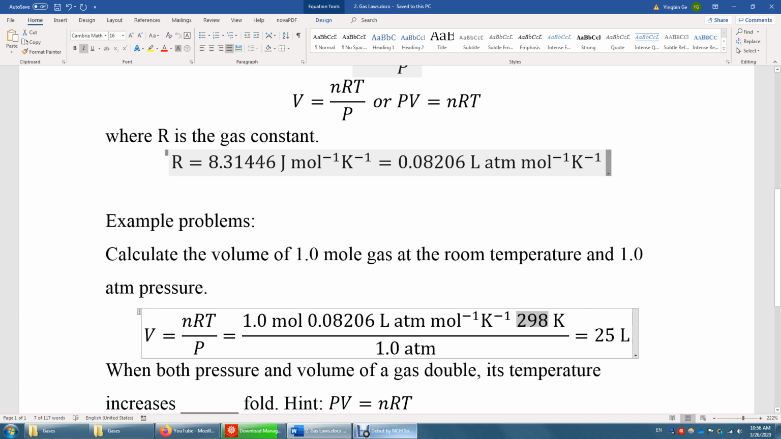1 mole of gas has a volume of 25 liters at the room temperature and under 1 bar or 1 atm pressure. Remember, 1 bar and 1 atm are very close to each other. What about the standard temperature? The standard temperature is 0 degrees Celsius. At 0 degrees Celsius or 273 Kelvin, you need to replace 298 with 273. And then the volume is roughly 22.4 liters. Now you can tell that when the temperature is higher, you have larger volume. When the temperature is lower, you have a smaller volume.